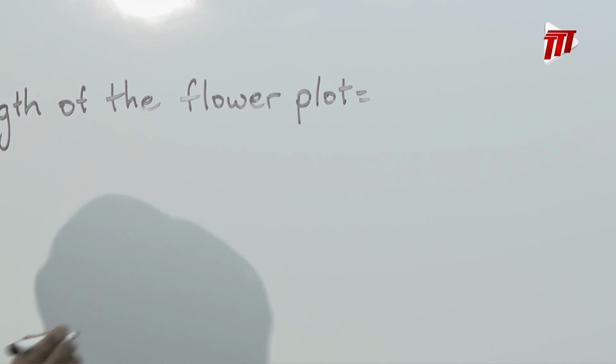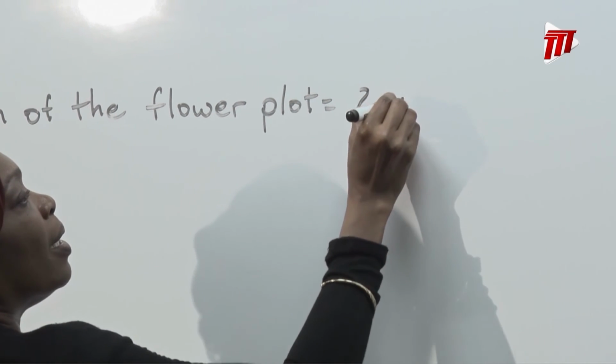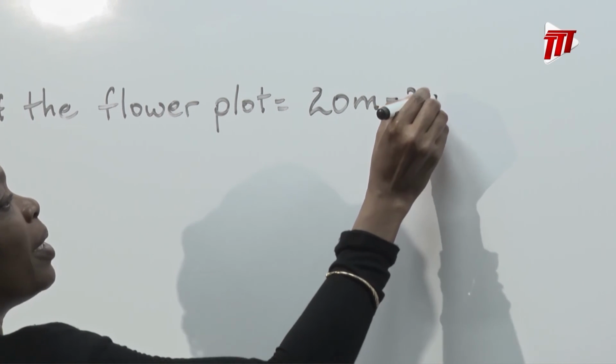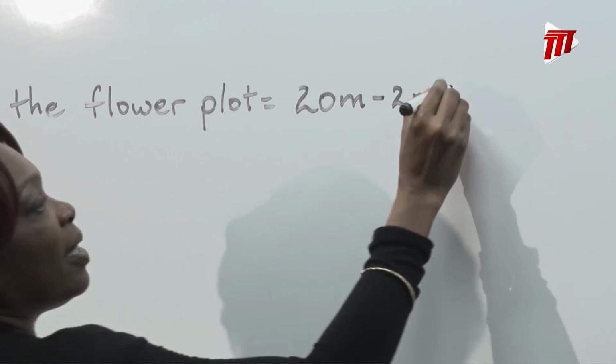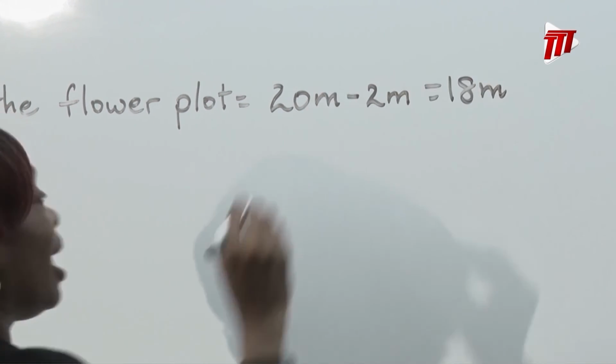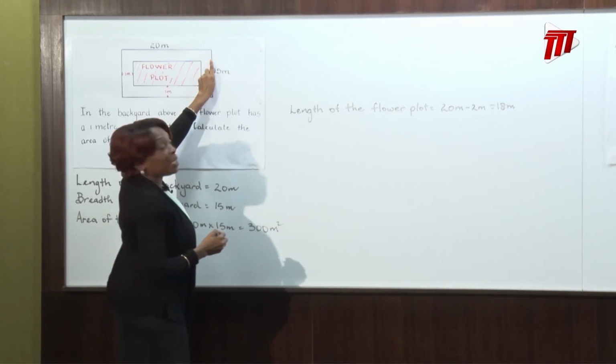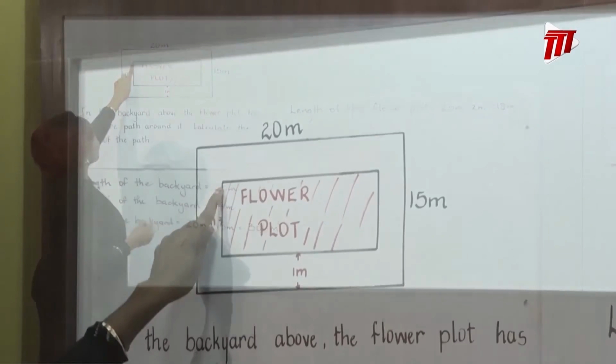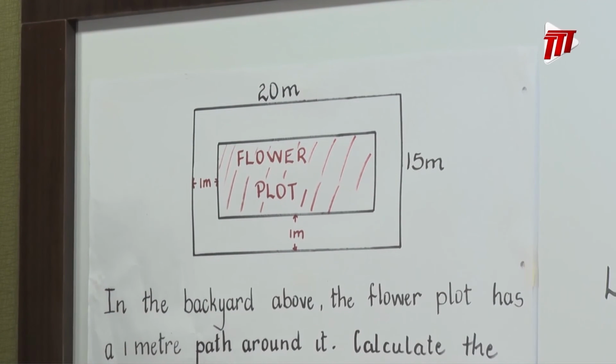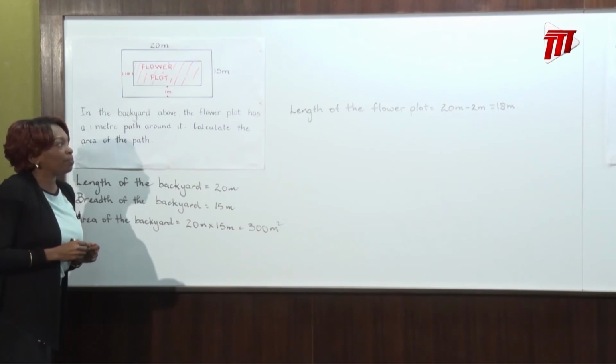and I'm going to write it down. I'm going to put 20 meters, take away the 2 meters. Are you seeing that, children? Which will give us the 18 meters. I'll show it to you again. We took out 1 meter from this side and we took out 1 meter from that side because that's the information that's given in the question.